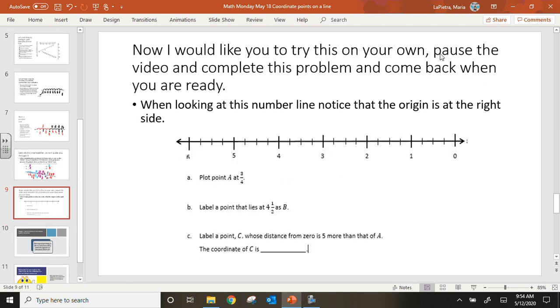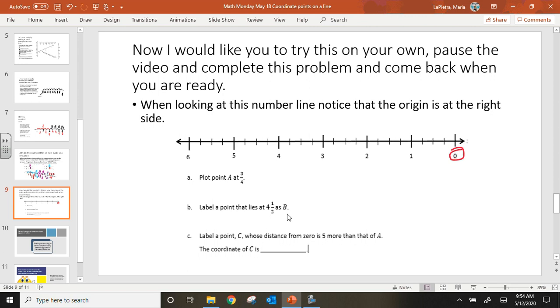Now I'd like you to try this on your own. Pause the video, complete the problem, and come back when you're ready. When looking at the number line, notice that the origin is at the right side. Look at this one. It started with 0 on the right side, and they counted this way: 1, 2, 3, 4, 5, 6. Plot point A at 3/4. Label a point that lies at 4.5 as B.